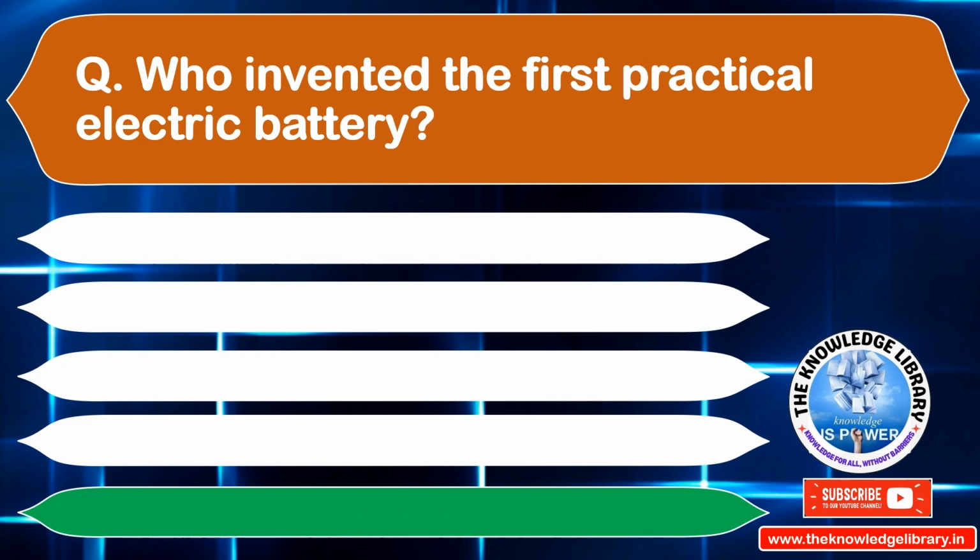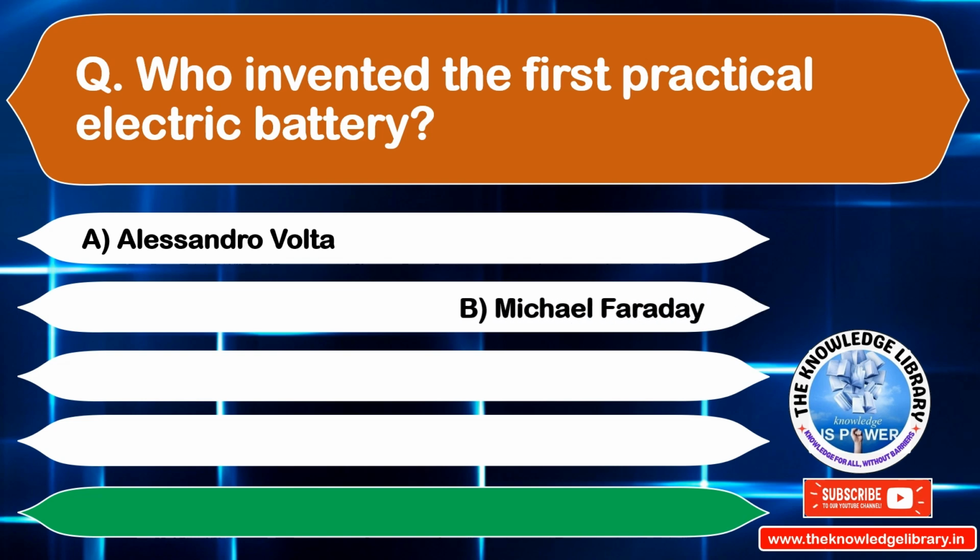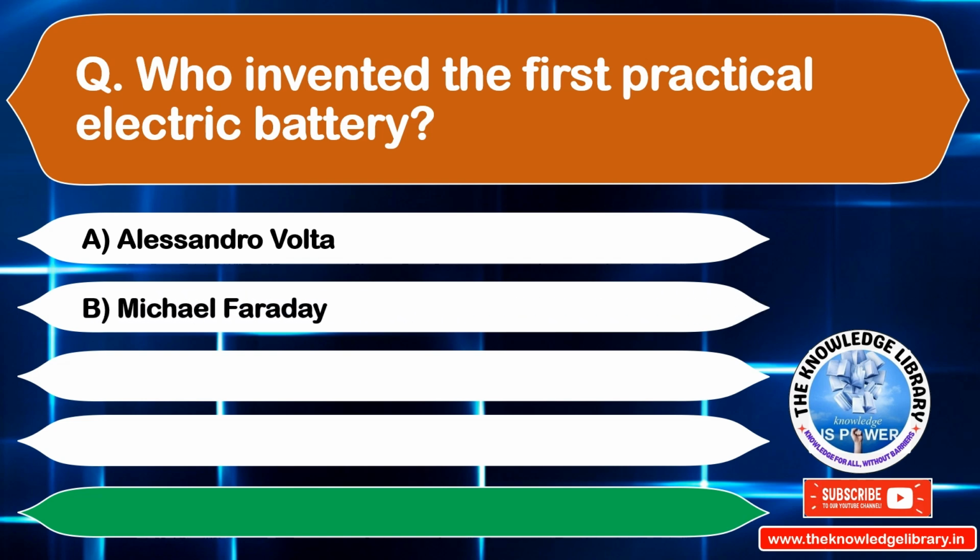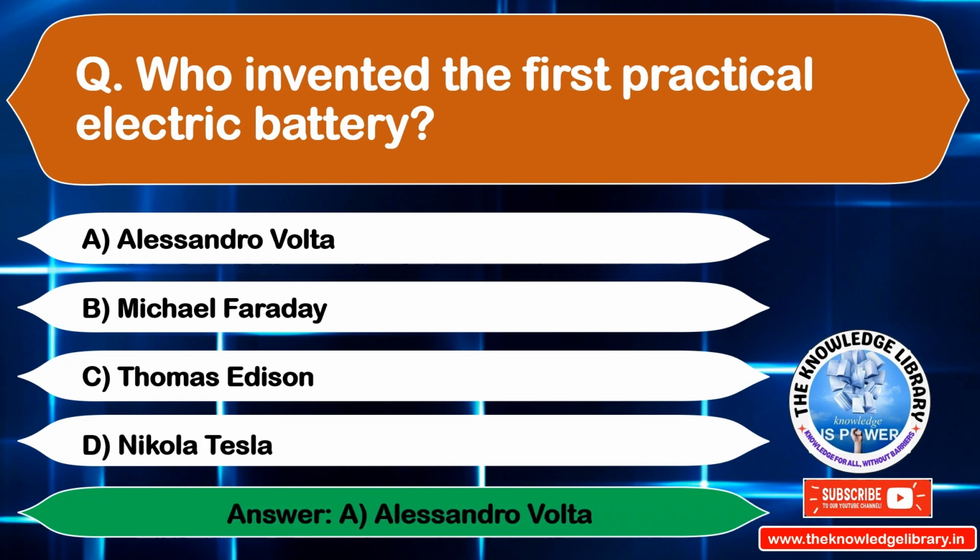Who invented the first practical electric battery? Option A, Alessandro Volta. Option B, Michael Faraday. Option C. Thomas Edison. Option D. Nikola Tesla. The correct answer is option A. Alessandro Volta. Move to the next question.